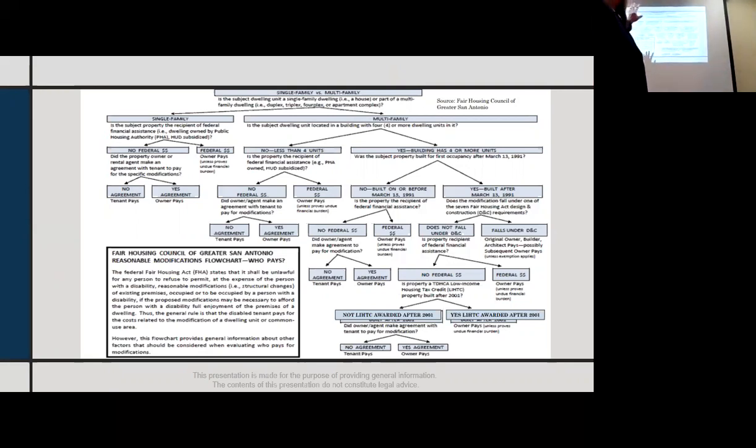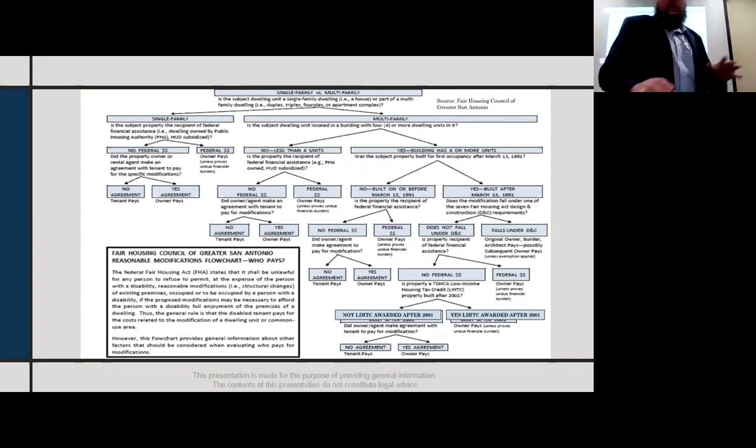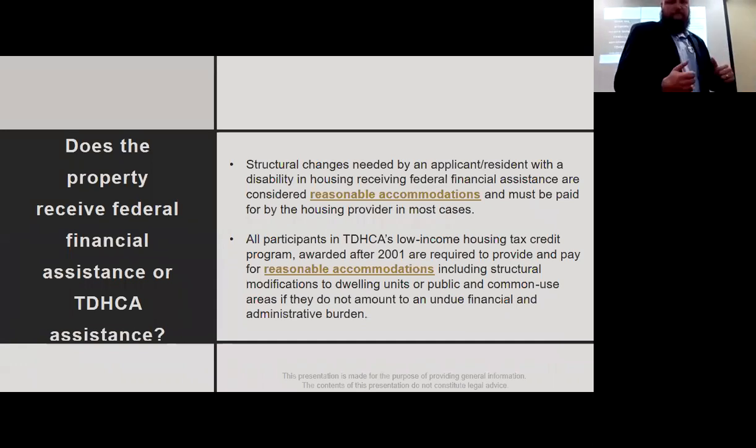And you can follow the flow chart down to determine what you have to do, who's going to pay, how they're going to pay. It's a really handy chart that they went through and broke everything down. And I wasn't going to reinvent the wheel once they had already done it. You can see it starts with single family versus multifamily, and then gets even into federal funds and the low income housing tax credits that you see in Texas and different things. So it provides you a whole lot of information down the line for what exemptions you can have on that.